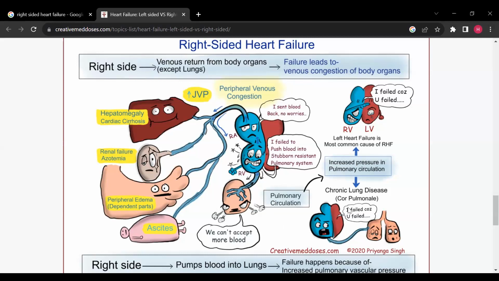One of the main causes of this is cor pulmonale, where because there is a chronic lung disease, it causes right-sided heart failure. Like I said, that right-sided heart failure is caused by left-sided, but one of the other causes is that when there is chronic lung disease, it causes right-sided heart failure.